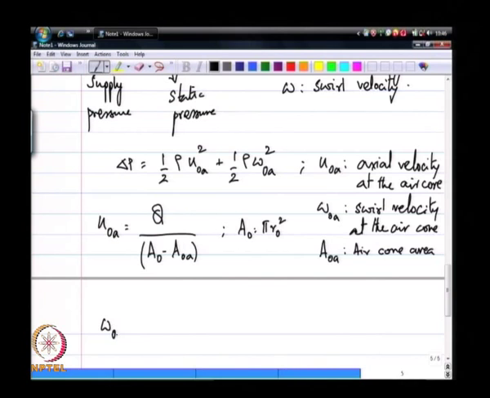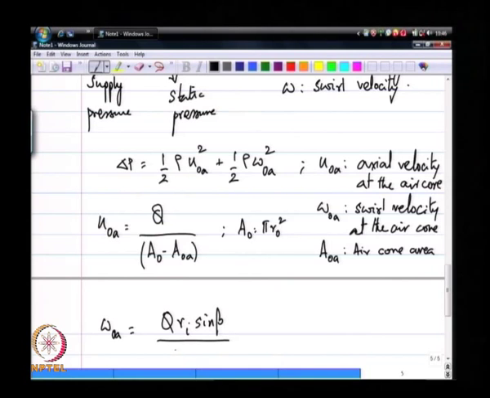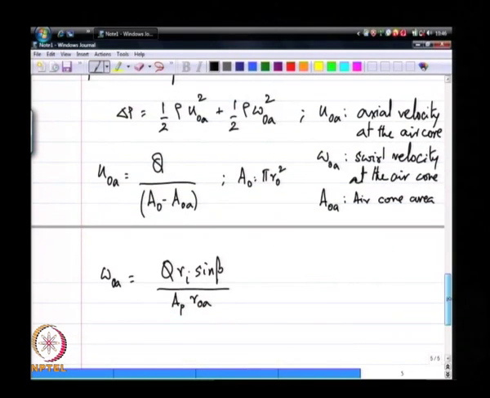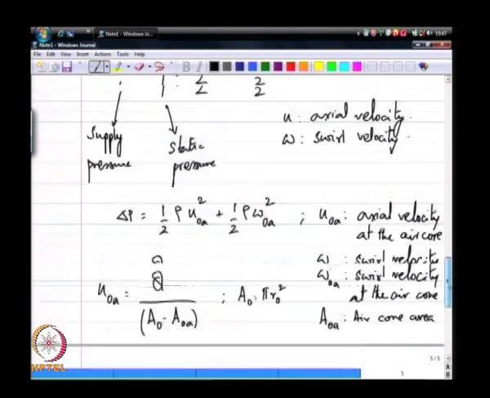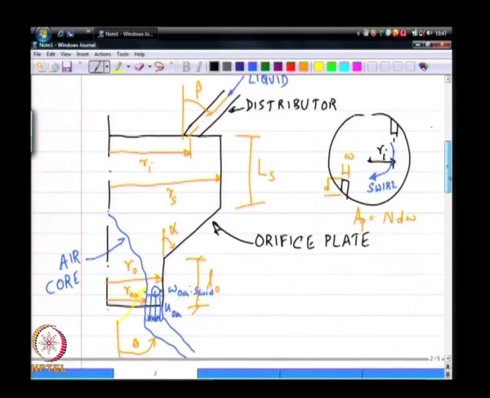W 0 a I can get from our angular momentum conservation, as that q r I over a p is the linear velocity or speed of the liquid coming in.